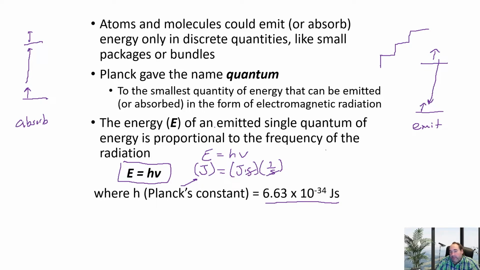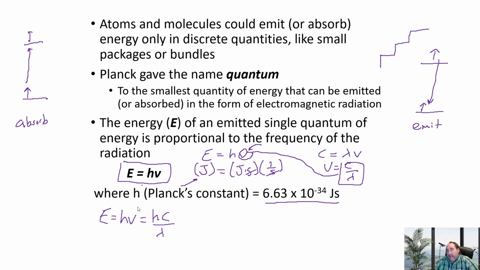Now, if we take the equation that we saw earlier, which is C is equal to the wavelength times the frequency, and since the frequency is in this one, we could solve for frequency, which is C divided by wavelength, and we could actually substitute that in to our frequency here, and we sometimes will get another version of this equation, which is E is equal to H times the frequency, which is also equal to HC divided by the wavelength.